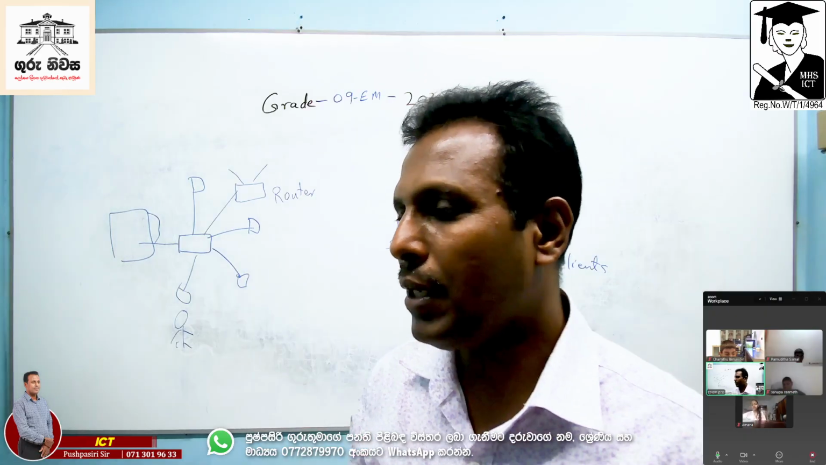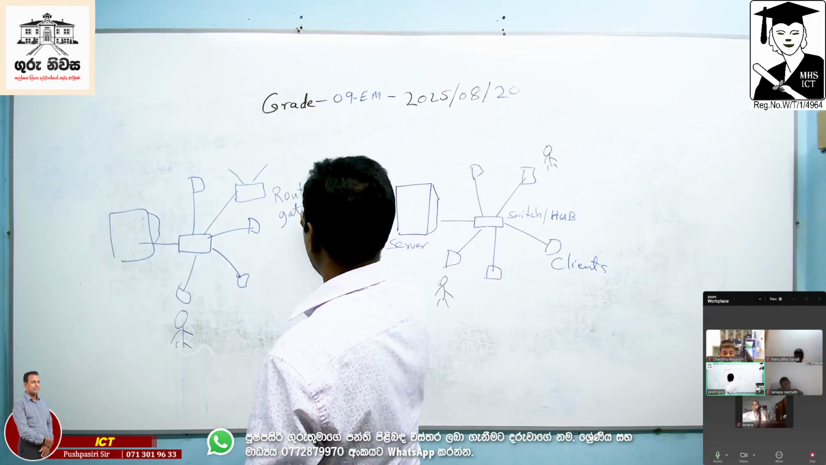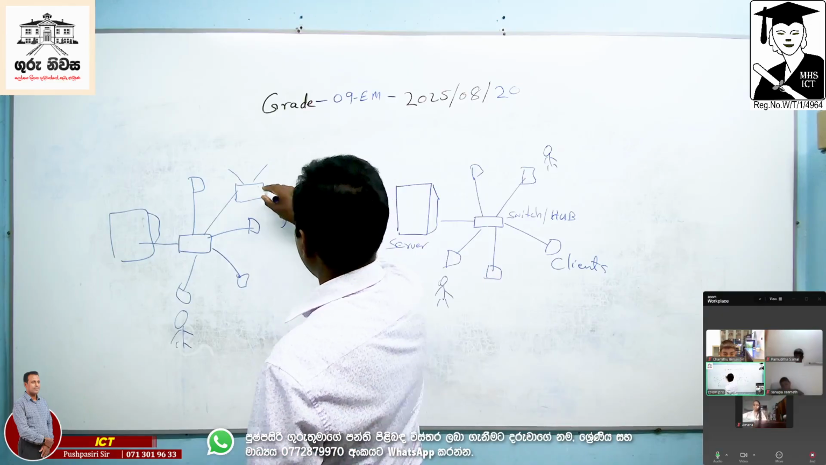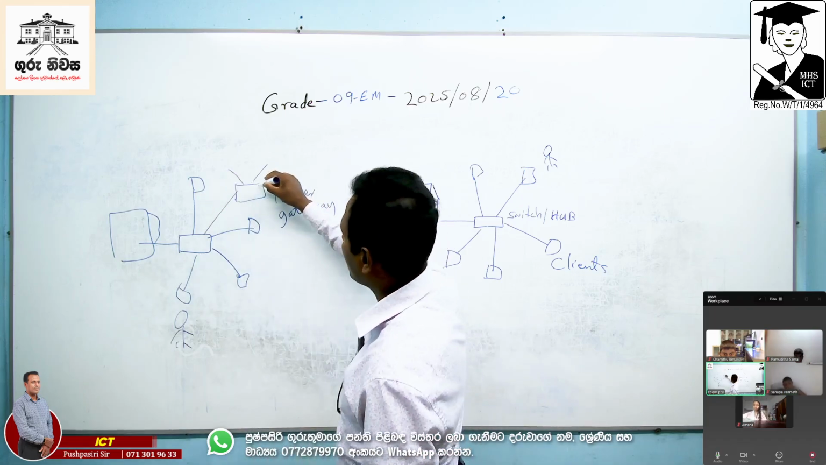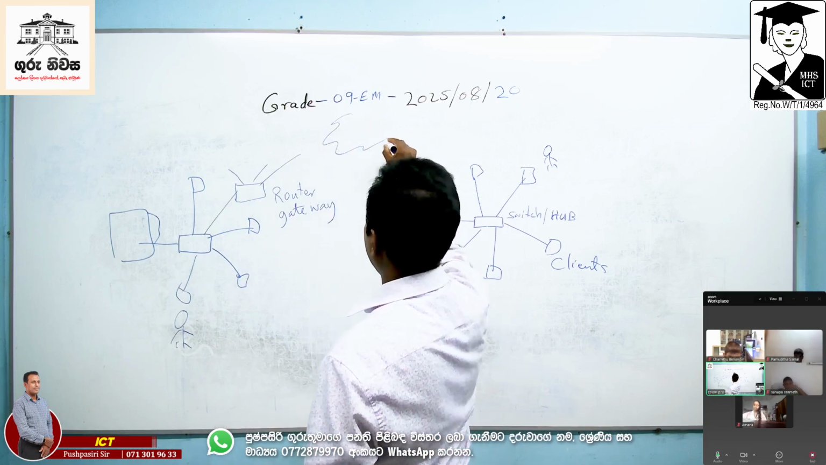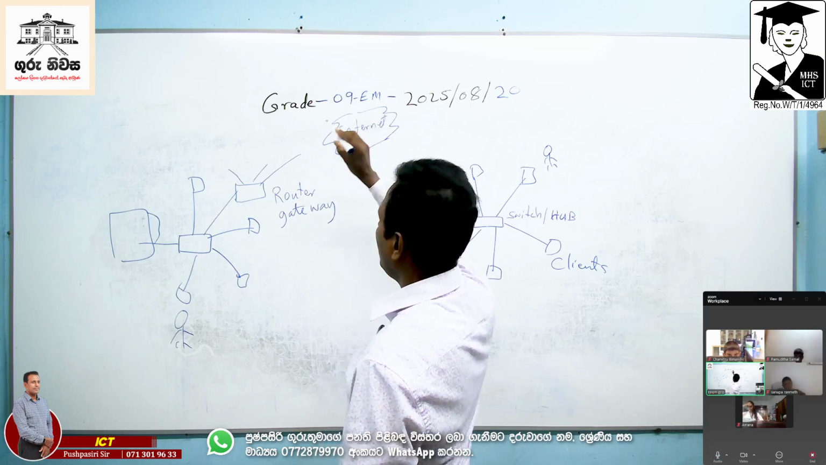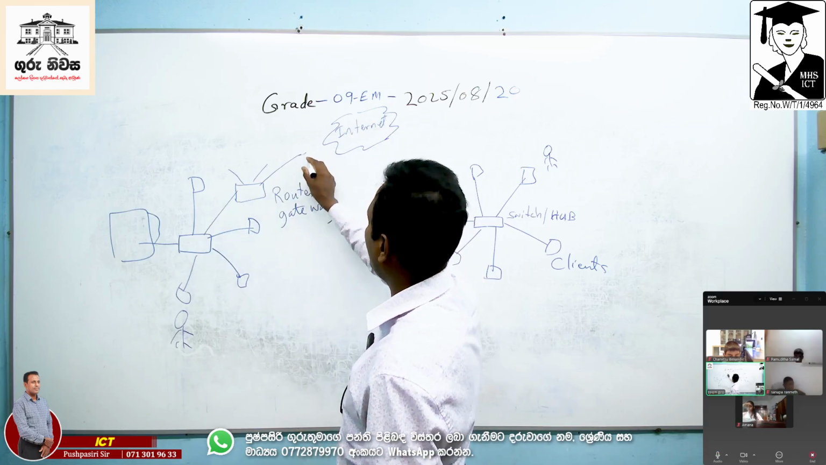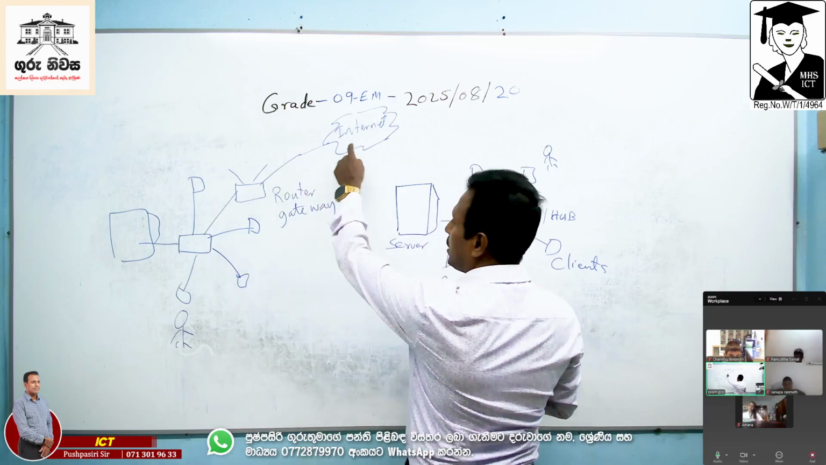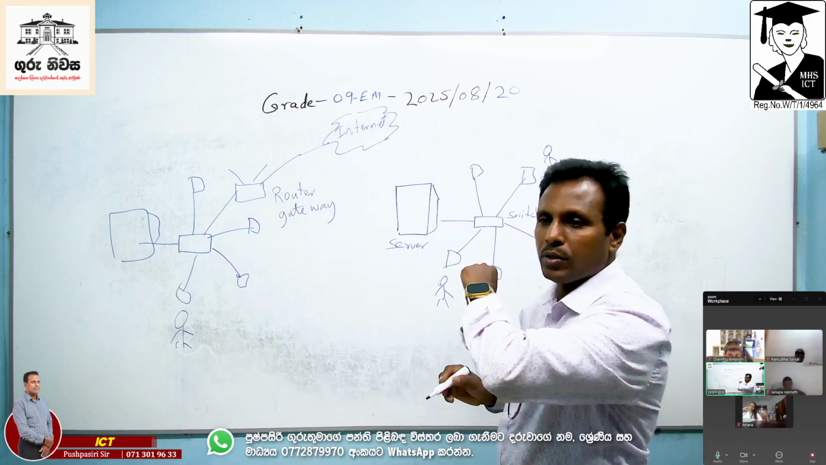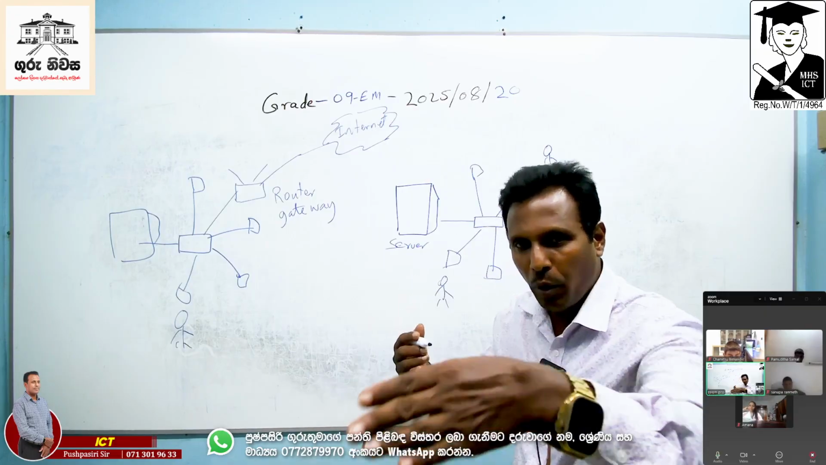Sometimes we call them gateway also. Right? Gateway. So this gateway, the router, is connecting to what? The internet. This is the internet. Okay, so it is connected to the internet, and then the router knows where to send that message through the internet. So routing means sending the proper message to the proper place.